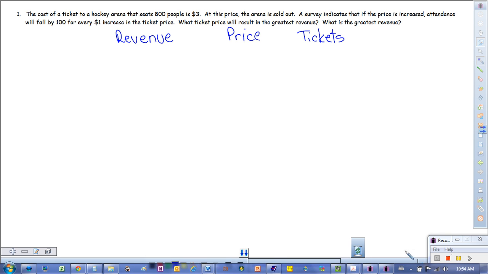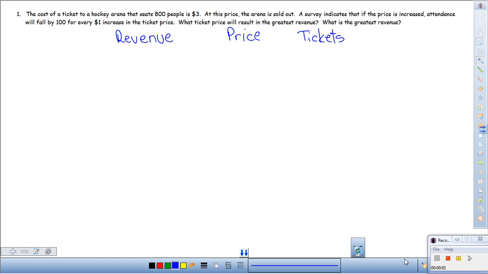A type of problem that we see often in this unit are the revenue problems. So let's read it together. The cost of a ticket to a hockey arena that seats 800 people is $3. At this price, the arena is sold out. A survey indicates that if the price is increased, attendance will fall by 100 for every $1 increase in the ticket price. What ticket price will result in the greatest revenue? What is the greatest revenue?